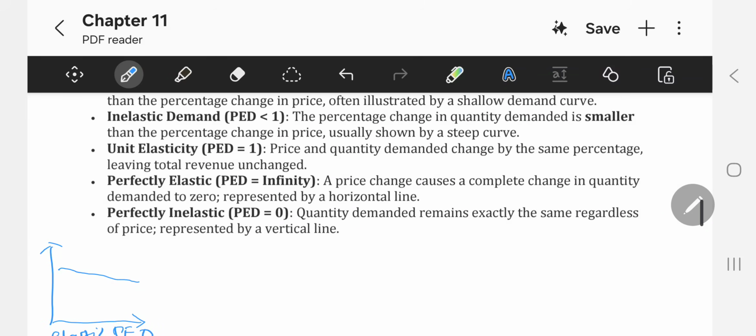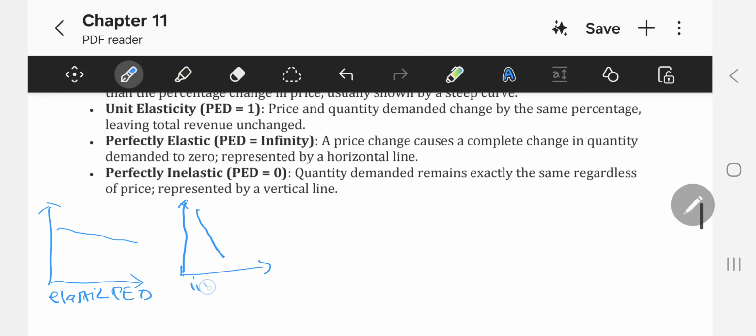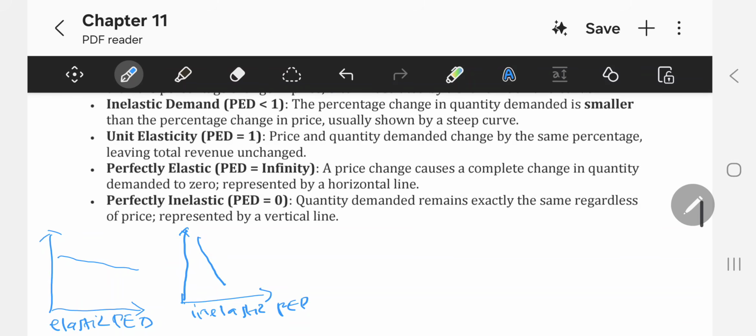And then the second one is inelastic demand. This one means the percentage change in quantity demanded is smaller than the percentage change in price. And this one is shown by a steep curve. So this curve for inelastic demand would probably look like this. It would be steeper than that. And this will be inelastic PED.